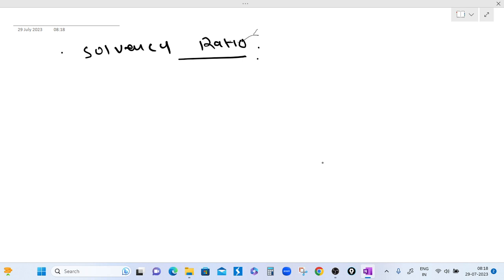Good morning, everyone. So, today we will understand what solvency ratios are, and their types. First, let's understand the meaning of solvency ratios. Solvency ratio, by name you can understand, is where management or outsiders want to make sure whether the position of the business is correct or not.